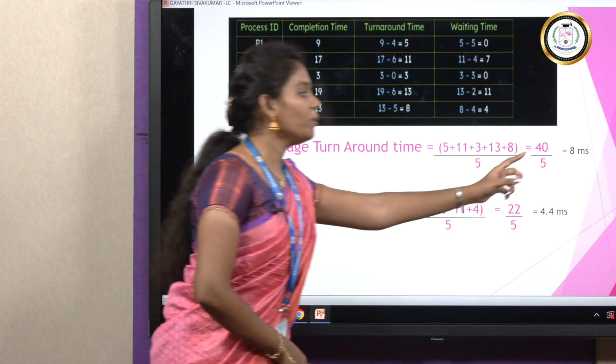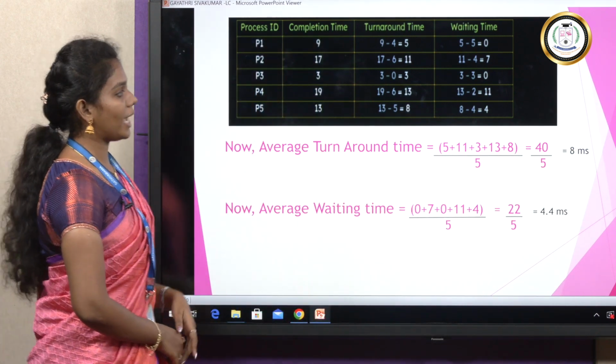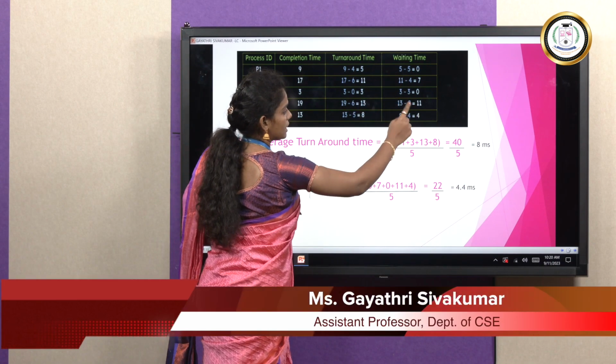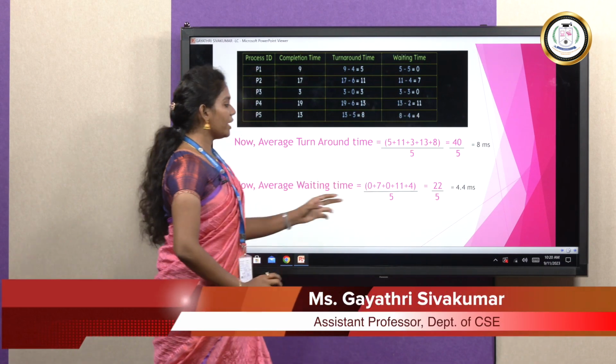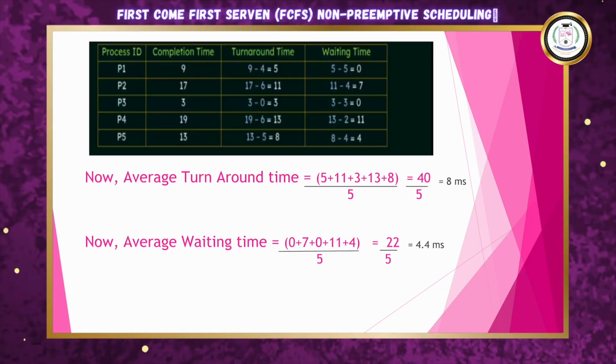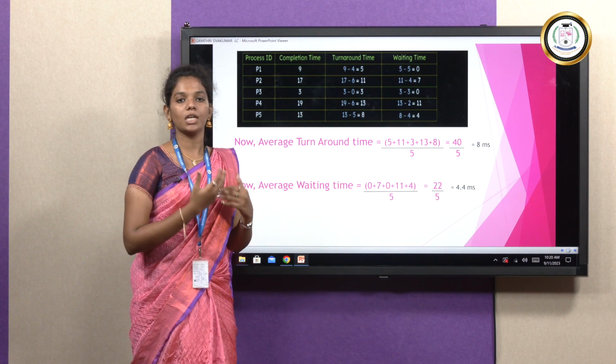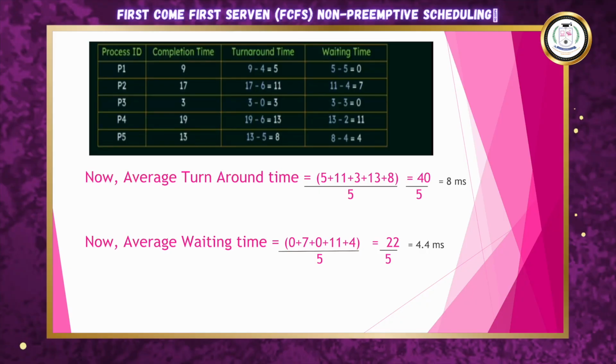ms stands for milliseconds; this is how we represent it. The same way for the average waiting time: 0 plus 7 plus 0 plus 11 plus 4 divided by the total number of processes, 5. So 22 by 5 is equal to 4.4 milliseconds. This is how you calculate the average turnaround time and the average waiting time in the FCFS CPU scheduling algorithm.